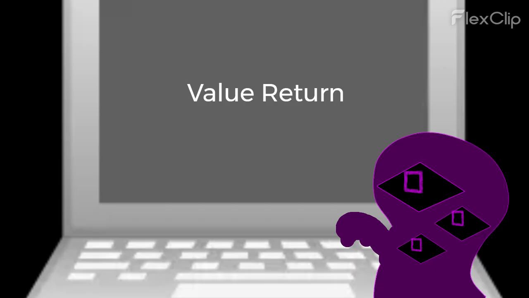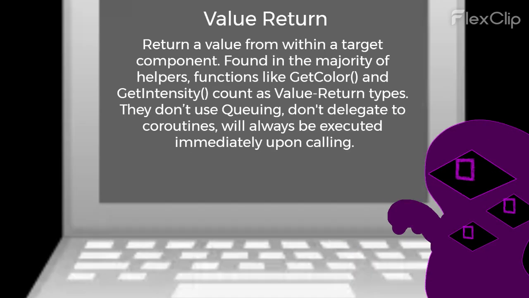And lastly, the value return types return a value from within a target component, found in the majority of helpers. Functions like getColor and getIntensity count as value return types. They don't use queuing and don't delegate to coroutines, and they will always be executed immediately upon calling.